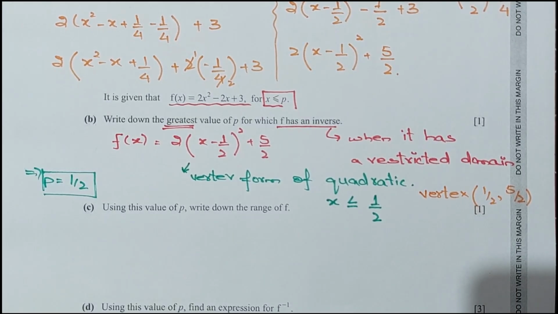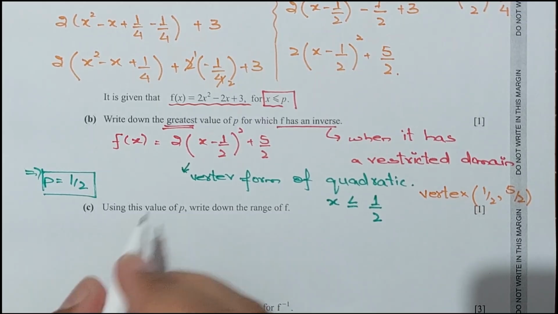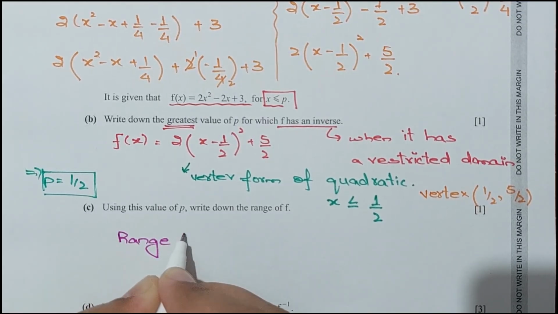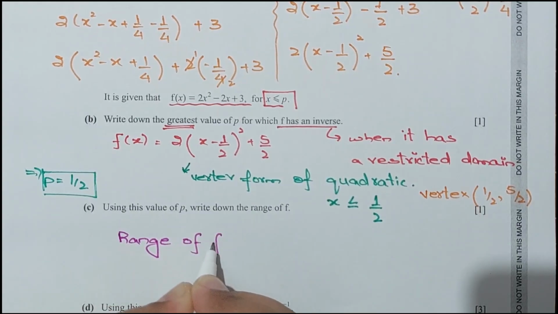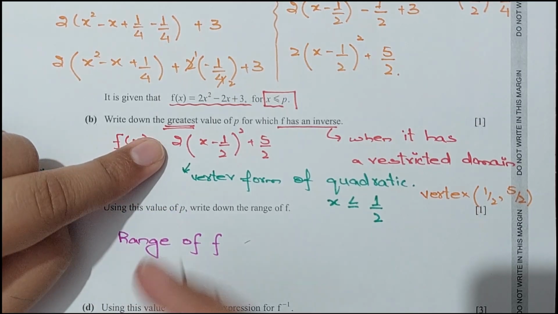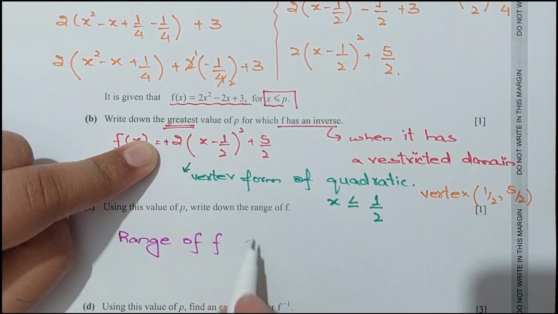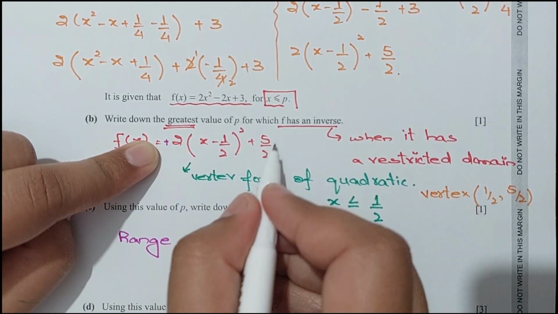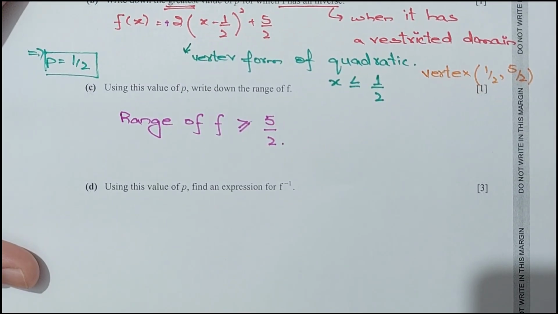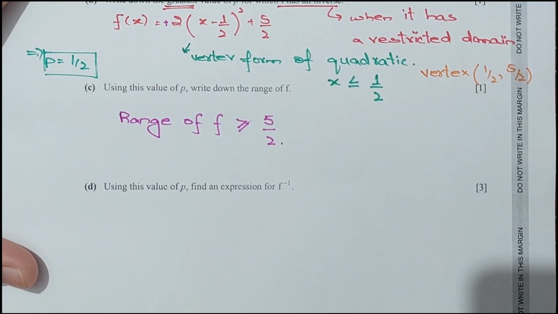As I explained, the range of the vertex form of a quadratic equation is always less than or equal to, or greater than or equal to, depending on the leading coefficient. Since the leading coefficient is positive, it is greater than or equal to the y coordinate of the vertex, which is 5/2. Now for part d, using this value of p, find an expression for f inverse.